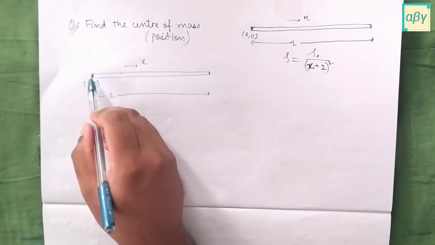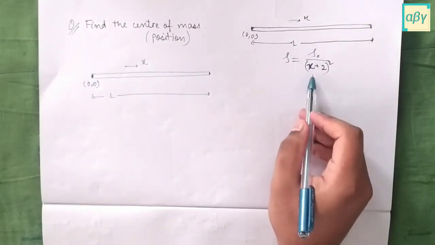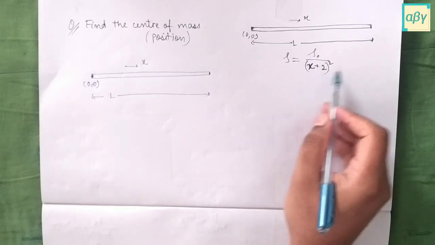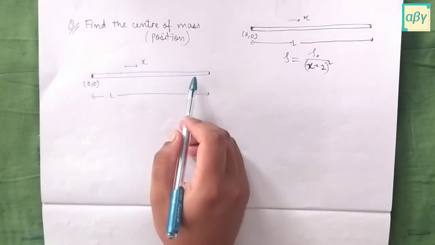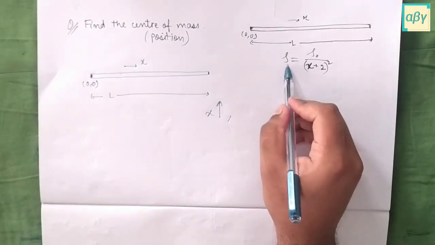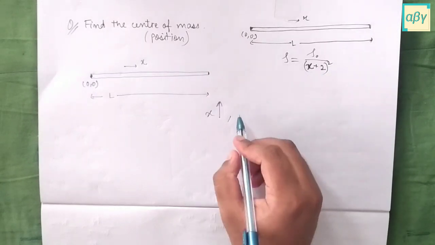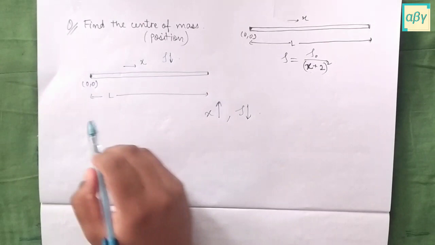So at the leftmost point where x will be equal to 0, your density will be given by rho = rho_0 / (0 + 2)^2 = rho_0 / 4, and as we move from left to right, your x increases, and as your x increases, since you can see rho is inversely proportional to (x + 2)^2, your rho will decrease. So as x increases, your rho decreases.